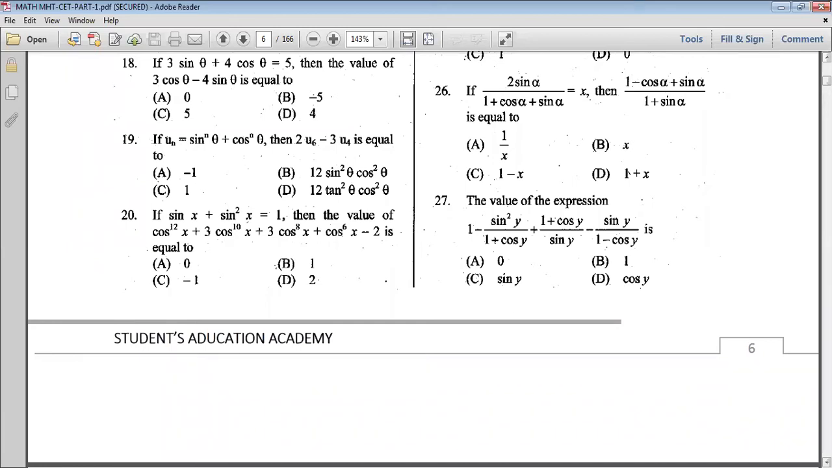(27) 1 minus sine square y upon 1 plus cos y, plus 1 plus cos y upon sin y, minus sin y upon 1 plus cos y. So 1 minus cos y. So we have to do the simplification.